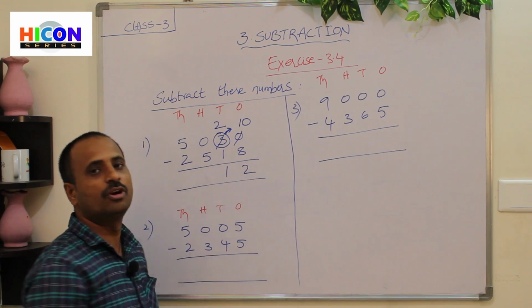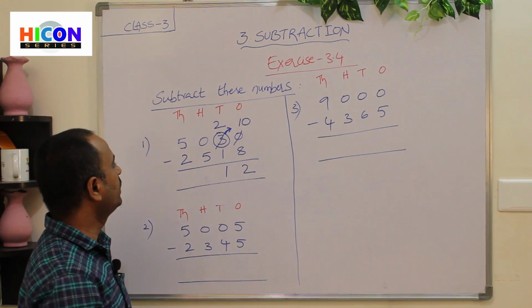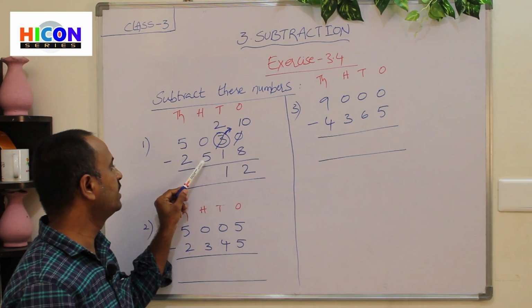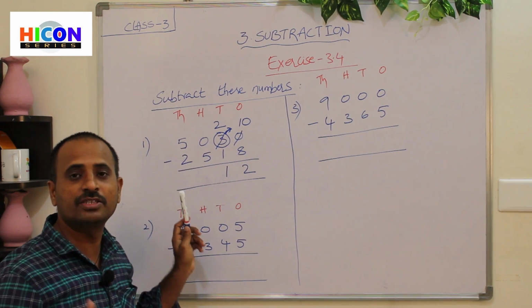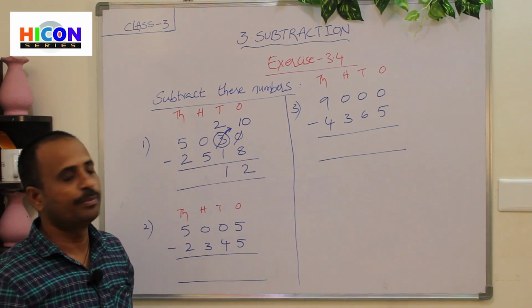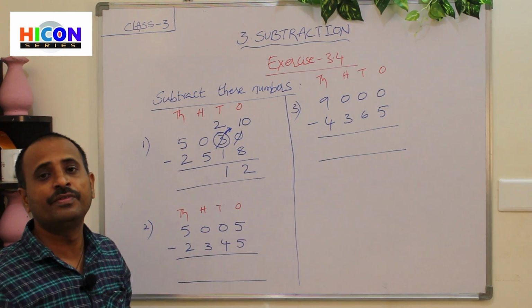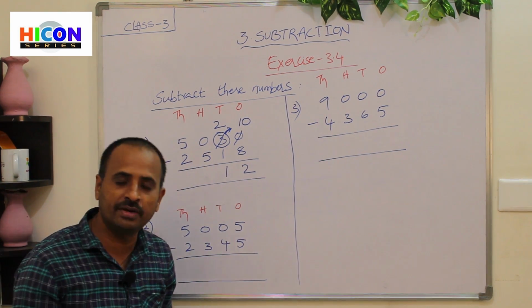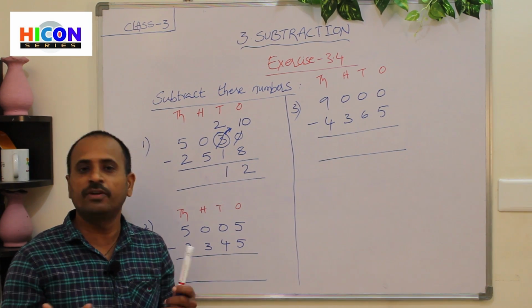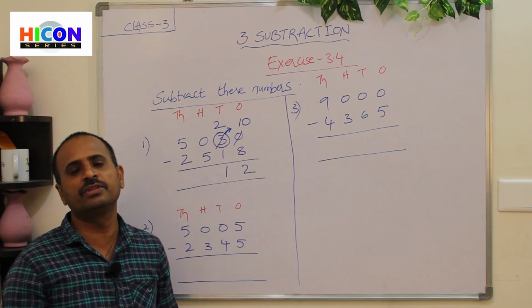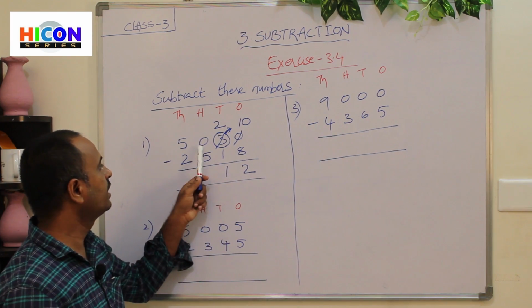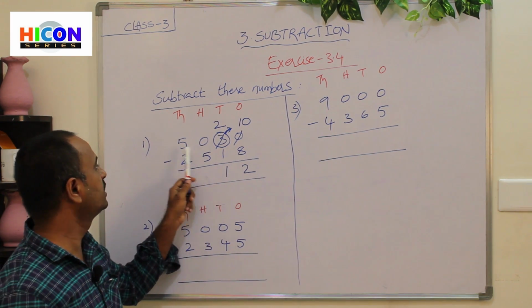So next you go to hundreds place. So what is the first number? 0. And what is the second number? 5. And we cannot subtract 5 from 0, because 5 is the greater number, 0 is the smaller number. We cannot subtract a greater number from the smaller number. Now what do we have to do? Again we have to continue the same process. That means we have to borrow from its next place.